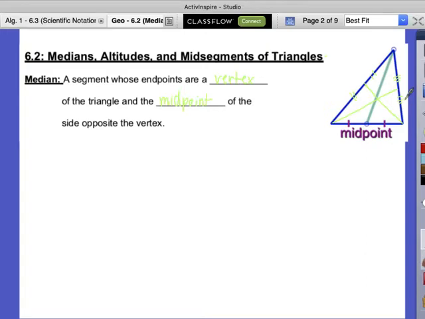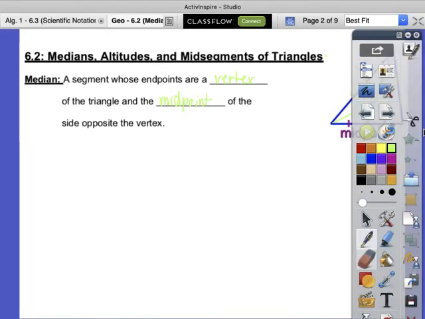That's just what a median is. Truthfully, we're not going to do a ton in here besides just identify the median. We're going to do a few problems on the homework that just say, hey, this is a median. So what are some measures? But what we need to know from that is that it connects to a midpoint. So these sides would be congruent. We'll see that in the homework.